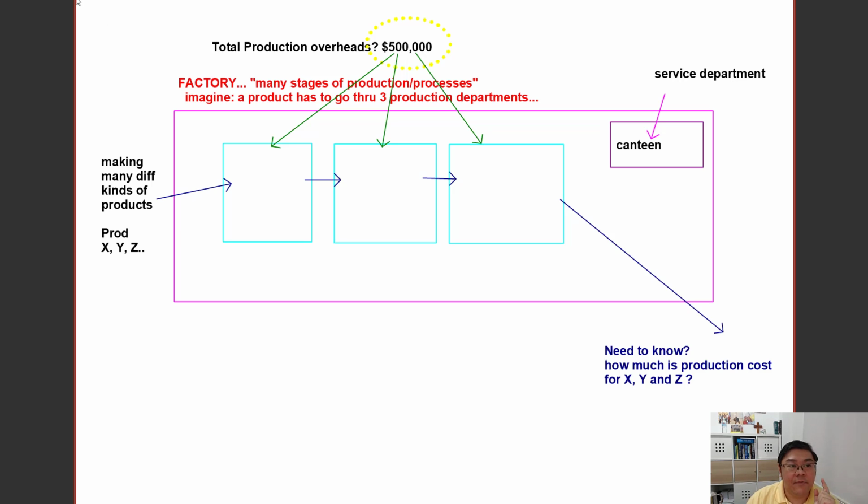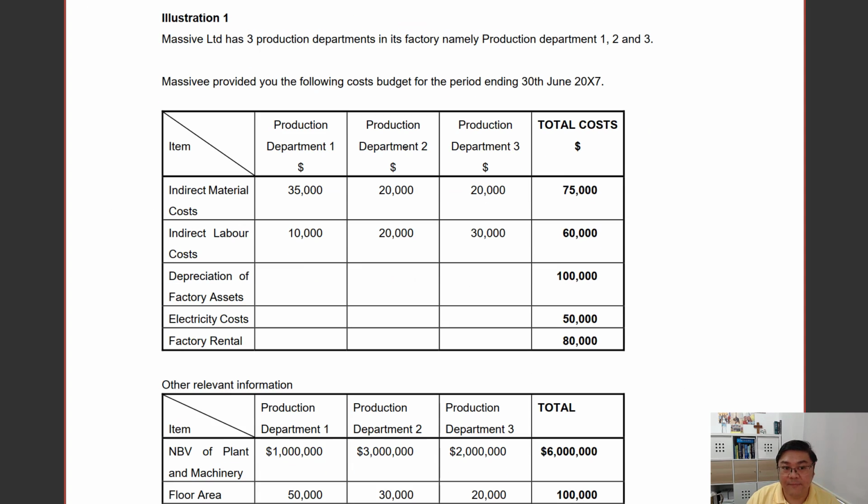You get the idea? If you get the idea, you will now be able to understand the rationale of this example. We have this question: Massive Limited has 3 production departments in the factory, Department 1, Department 2, and Department 3. Massive provided you the following cost budget for the period ending 30th June 2007. Why is it a budget? Because whenever we do cost analysis or costing, we always do it in advance. When we're doing things in advance, we don't have the actual figures, so we use a budget.